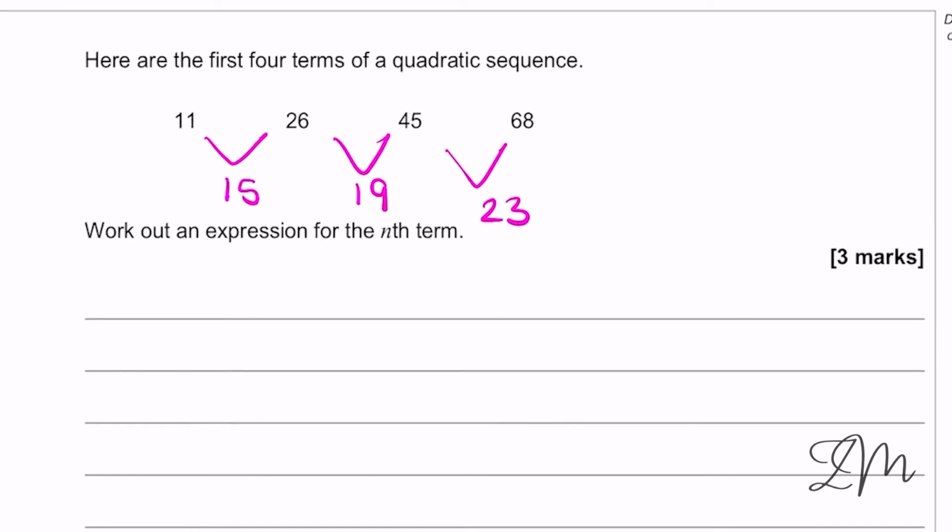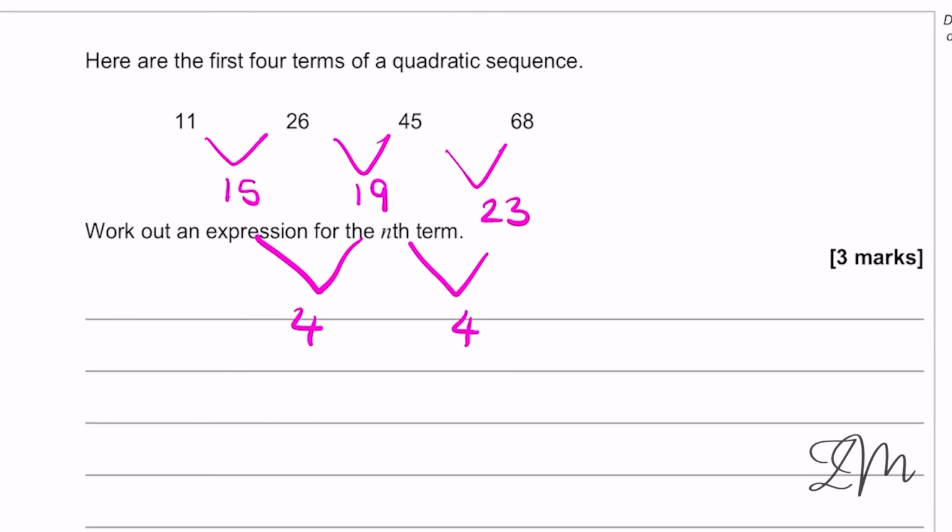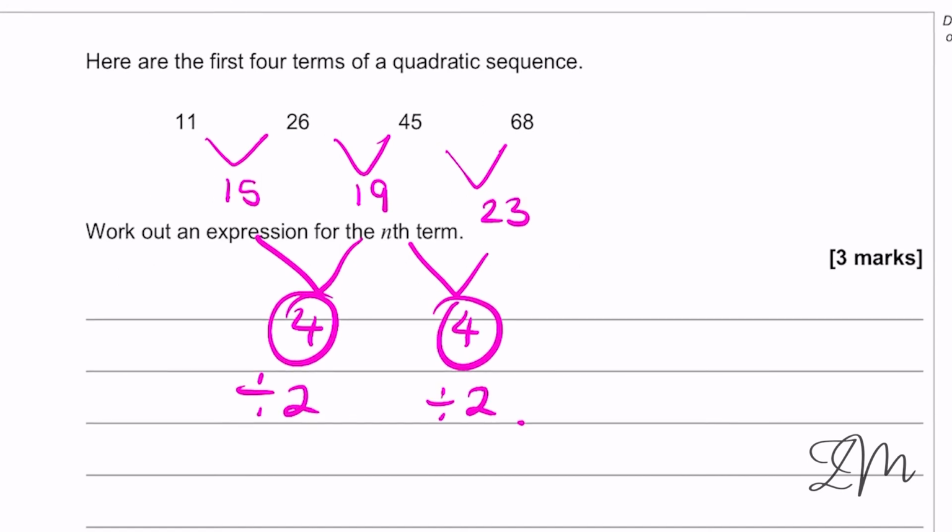And then you find the second difference. You're not expecting the first difference to be the same, but you are expecting the second difference to be the same. If your second difference is not the same, you've done something wrong. If it said it's quadratic, go back and double check. So you take the second difference and you divide it by 2. And that becomes your n squared.